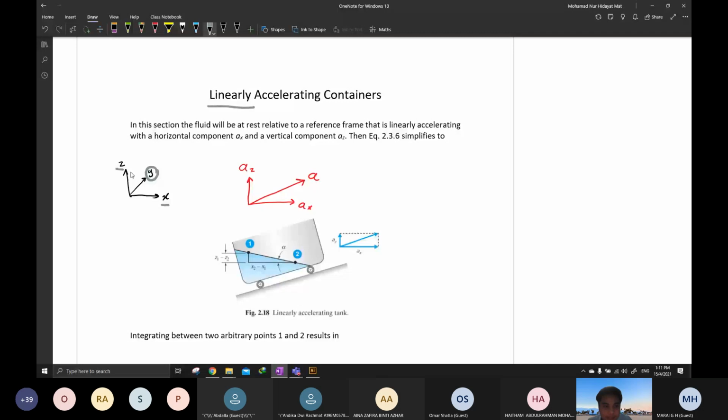So now you understand the horizontal component as well as the vertical component. We call them AX and AZ. So far you understand this concept of the container. The container moves in this direction with the acceleration in X and Z components. Because of this motion, the water inside the container will form this kind of shape. This is the natural condition, because of the acceleration, the triangle shape.